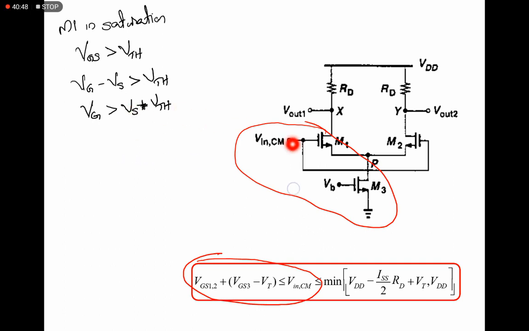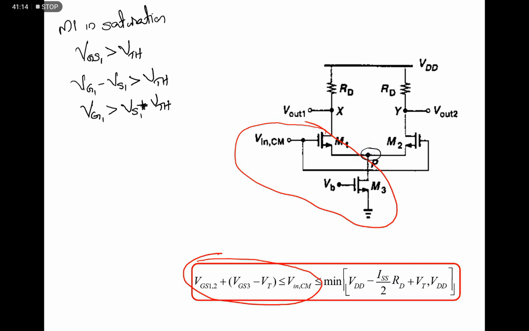What is VS? The source of this one is here, P, and this source is nothing but the drain of M3. So here we can use VGS1, VG1, S1. The previous slide also, please give that symbol. So if we consider this one, VG must be greater than VS1 plus VTH. And what is VS? VS means this value.